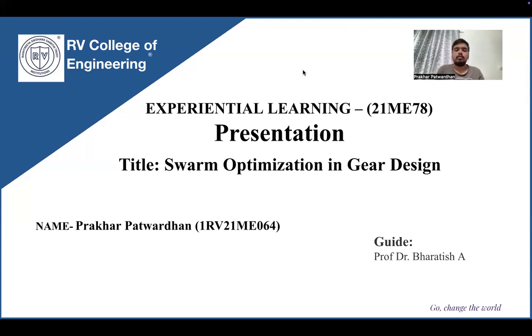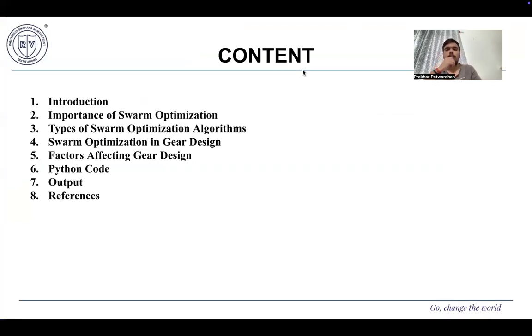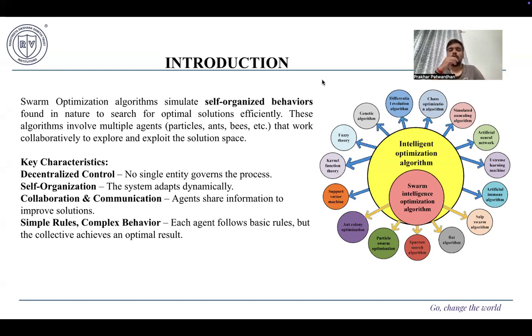The topic title is Swarm Optimization in Gear Design. The course is Process Design, and the course code is 2078. The content of the PPT that I've made is: introduction, importance of swarm optimization, types of swarm optimization algorithms, swarm optimization in gear design, factors affecting gear design, coding, output, and reference. So basically, the first topic is introduction.